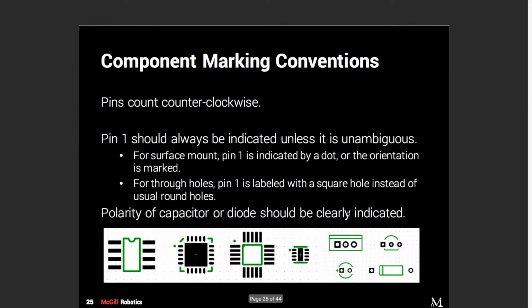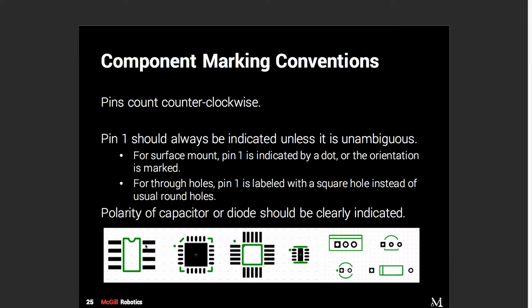Next step, component marking convention. Pin counts go around the chip, and pin 1 should be indicated somehow. And polar components such as capacitors and diodes should be clearly indicated. So for this chip, you can see that it has 8 pins. How do you know the first one? The one with the U is where you start counting the pins. So this will be 1, 2, 3, 4, 5, 6, 7, 8.